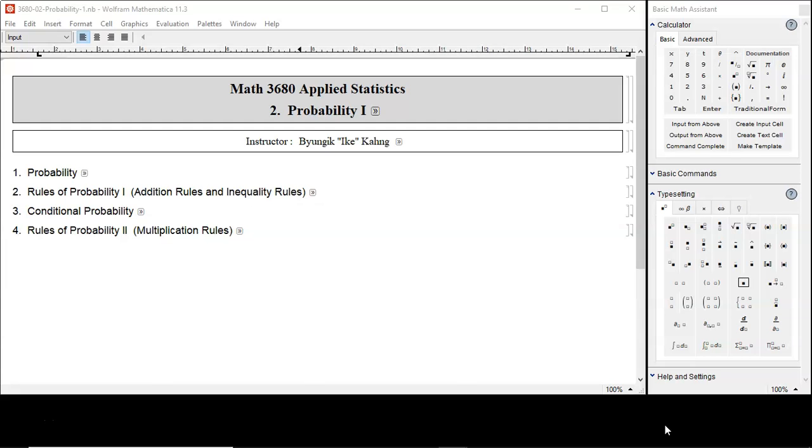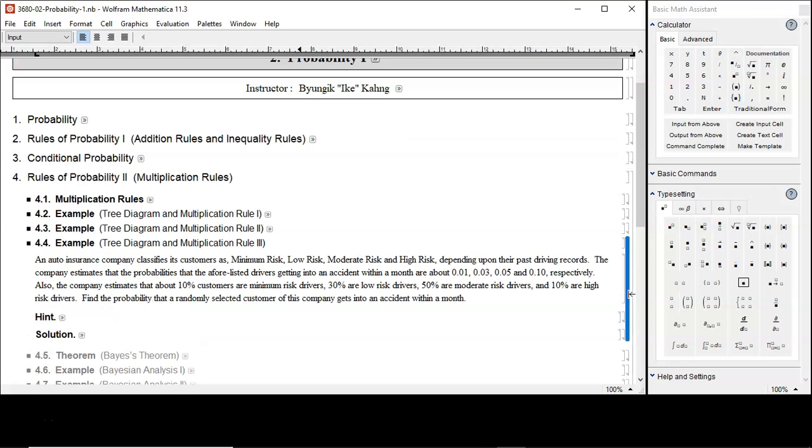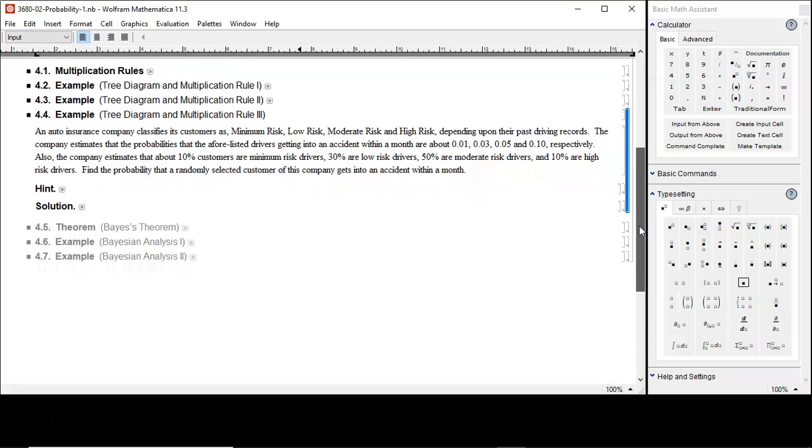Welcome back, students. Let's resume our discussion on multiplication rules. We talked about urn models. Now let's talk about a little bit more realistic example. Previous examples were kind of like classroom examples. It doesn't really happen outside the classroom unless you play some game like that.